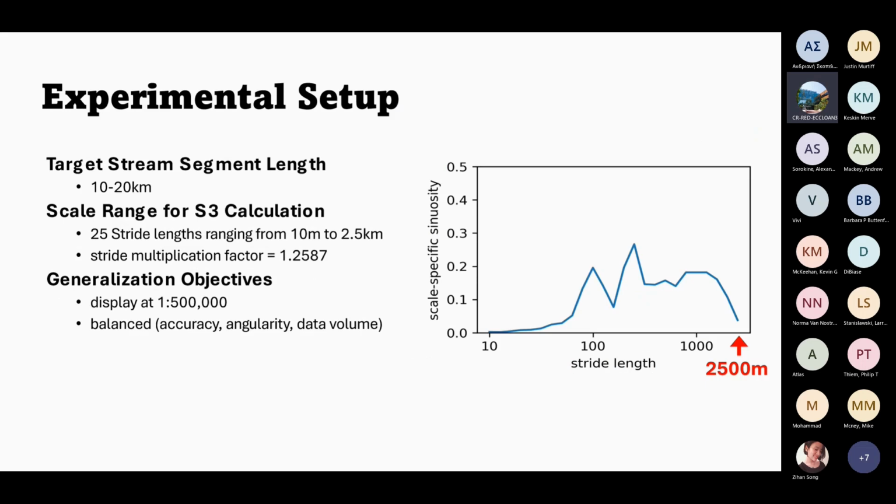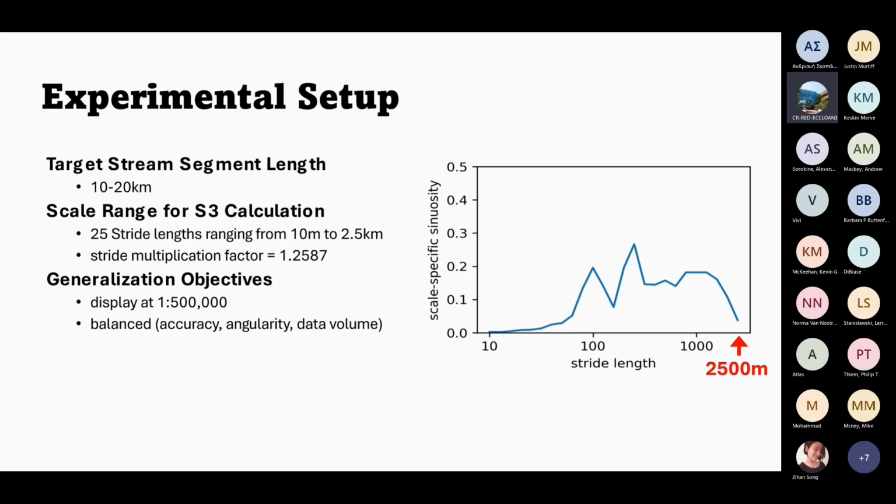And on this slide, I'm going to move from the bottom up. So again, our generalization objective just for this experiment, we're just going to simplify and smooth the streams with a target display scale of 1:500,000. And then we're going to measure how well we did using metrics of positional accuracy, smoothness or angularity, and data volume, which is just the number of vertices. We want to reduce the number of vertices.